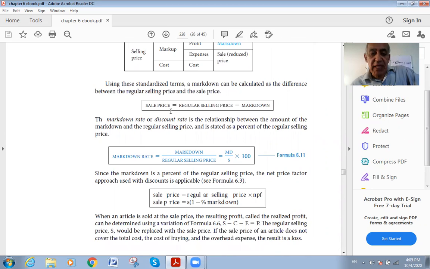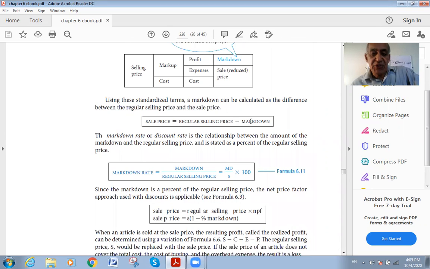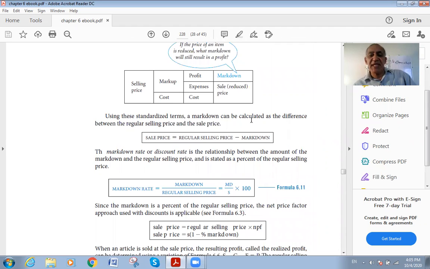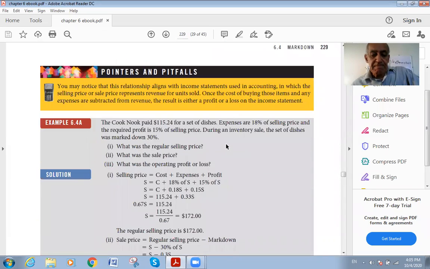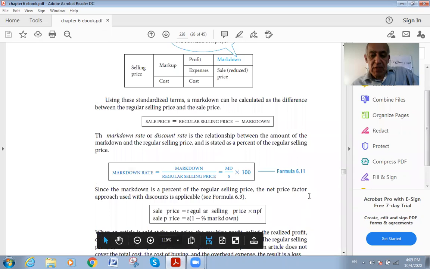Sale price will equal regular selling price minus the markdown. So the markdown means the sale price is reduced when it happens that the sale price is reduced. We'll pause here, then we'll go back to some examples. Stop sharing.